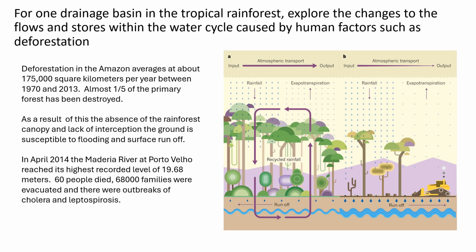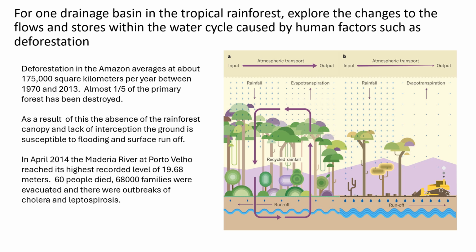Well, if we're looking at the Amazon itself, there are estimates that between 1970 and 2013, 175,000 square kilometres were lost per year. And this is where you can see satellite imagery where areas of the Amazon is rapidly disappearing. And they estimate about a fifth of primary forest, that's forest that's been untouched before, has been destroyed.